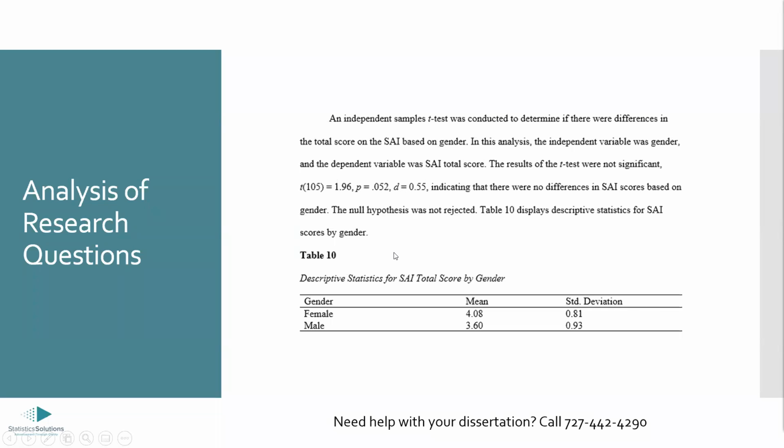And then you may also want to present a table, if applicable, for the results. So for something like a t-test, you may want to present the means and standard deviations for the groups that you're comparing.